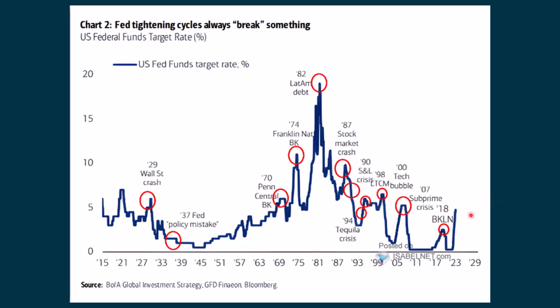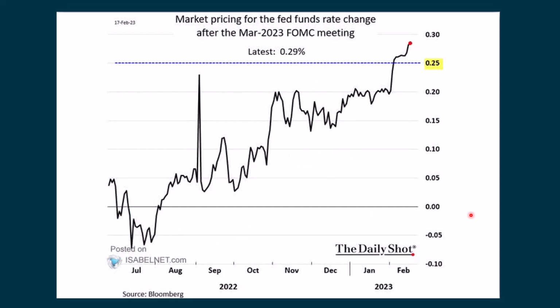This is a historical chart showing the Fed tightening cycles, and they always tend to break something along the way. We're still waiting to see if that's going to happen in this particular cycle. This is the market pricing for the Fed funds rate change after the March 2023 meeting that is still yet to come along here, and they're still suggesting that it's going to go higher. The general feeling right now is that it's going to be 25 basis points. Well, when we have these stronger economic reports that are coming out, now people are talking that there's a possibility of 50 basis points. If we still see more strong economic reports, this will continue to go up.